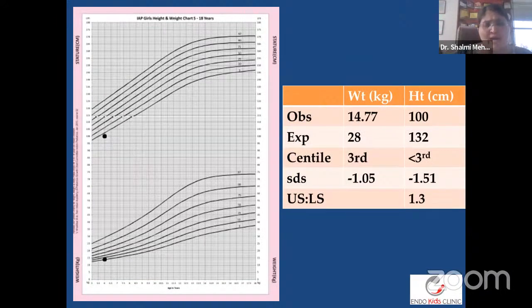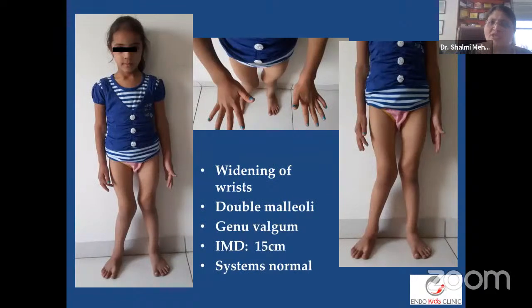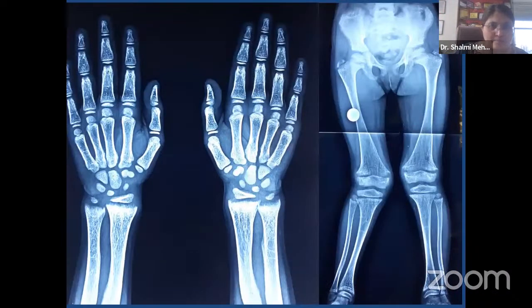So then again, as a pediatric endocrinologist, I'll just keep on stressing, start using growth charts in your pediatric orthopedic practice also. And this is how the child presented to us: widening of the wrist, double malleoli, there is a genu valgum. Otherwise, the child is absolutely fine. So now here, when the child is absolutely fine and suddenly at 6 years, the child develops genu valgum or any deformity, you start thinking out of the box and not just think about vitamin D.